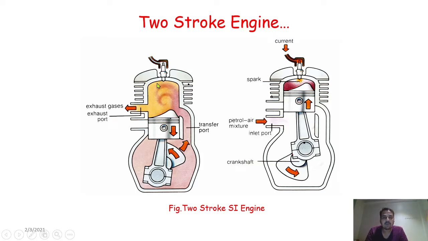But if you observe in this diagram, the valves present in the four-stroke engine are replaced by ports in the two-stroke engine. In the four-stroke engine, there is use of an inlet valve and exhaust valve, but in the two-stroke engine, the valves are replaced by ports. This is the basic fundamental difference between the two-stroke engine and the four-stroke engine.